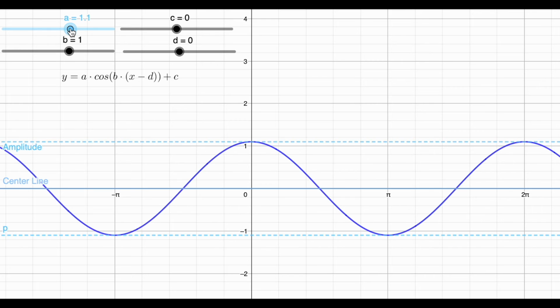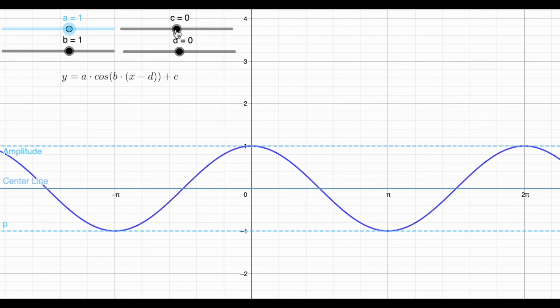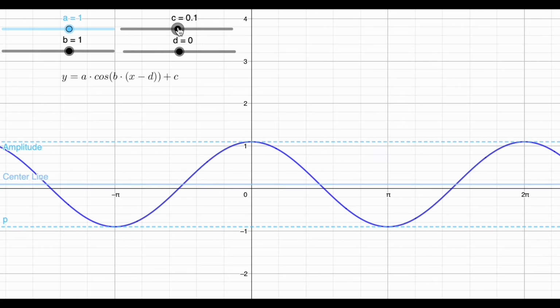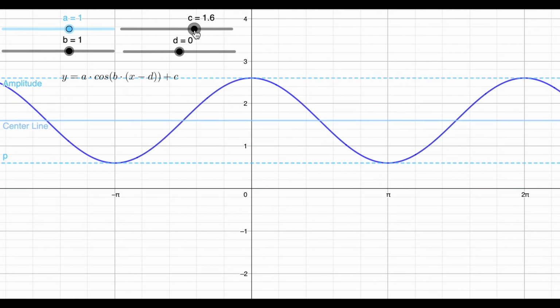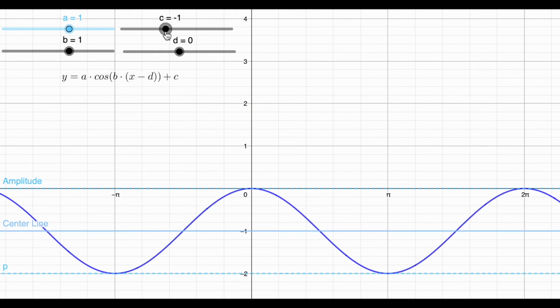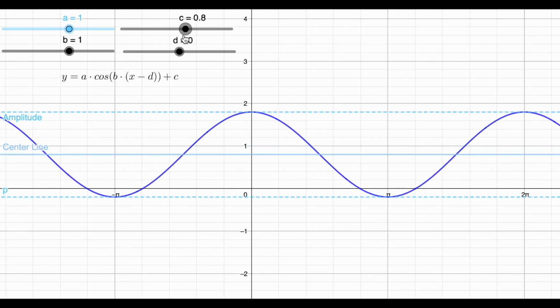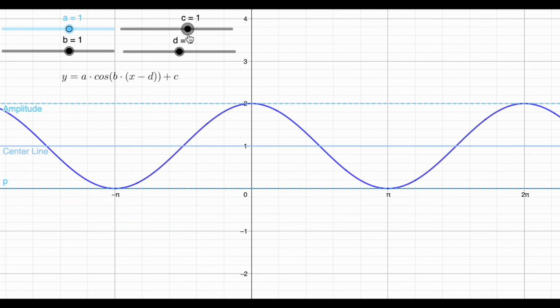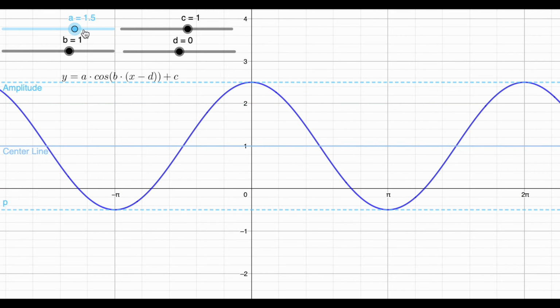sine curve. Now, the thing that doesn't change it is if I move C. Remember, C just moves it up and down. So notice the center line changes. It doesn't change the amplitude, but it does change the location of that center line. So again, if I moved it up, you can still see the amplitude, and you can figure it out even if you don't know all the stuff like I've put here.